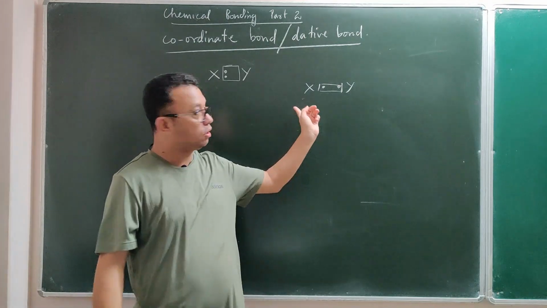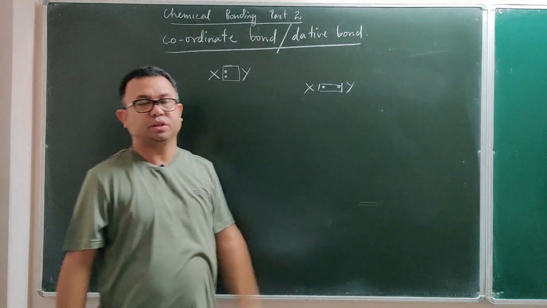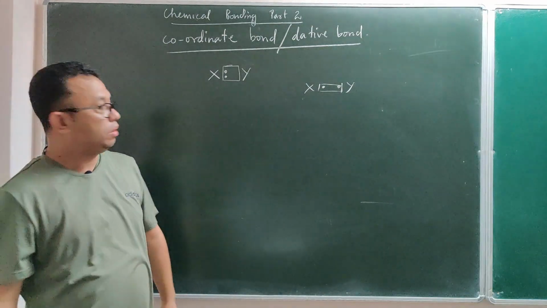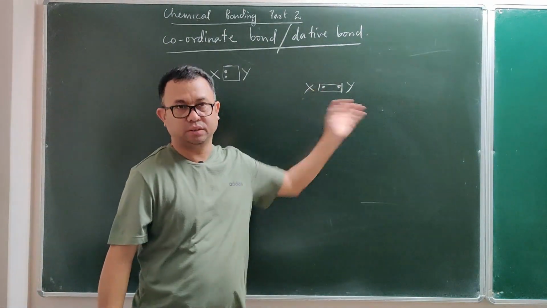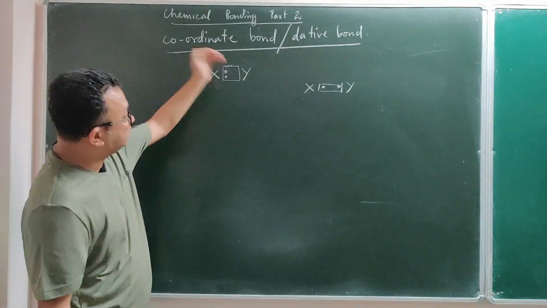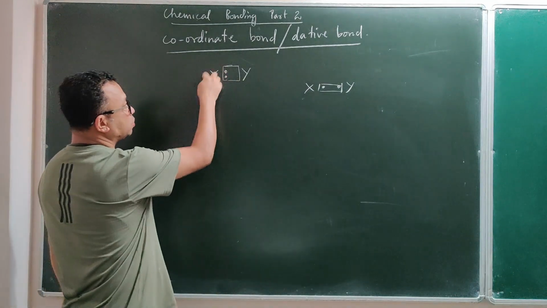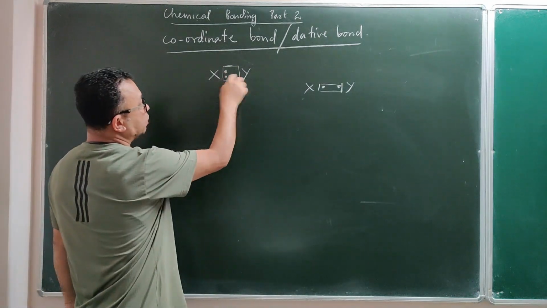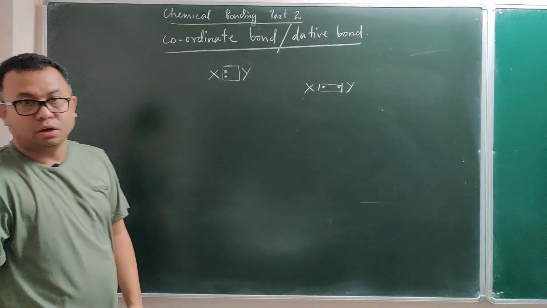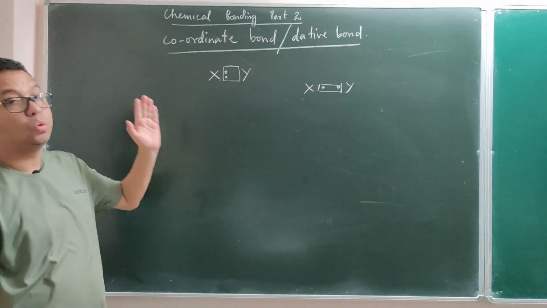Mutual means one electron from here, one from there, or two from here or two from there, three or three. So formation of single covalent bond or double covalent bond or triple covalent bond. But here there is no mutual. Only one atom is giving the electrons which are required for the formation of the bond. So both the electrons belong to X. Such kind of bonding is what is called a dative bond or coordinate bond.